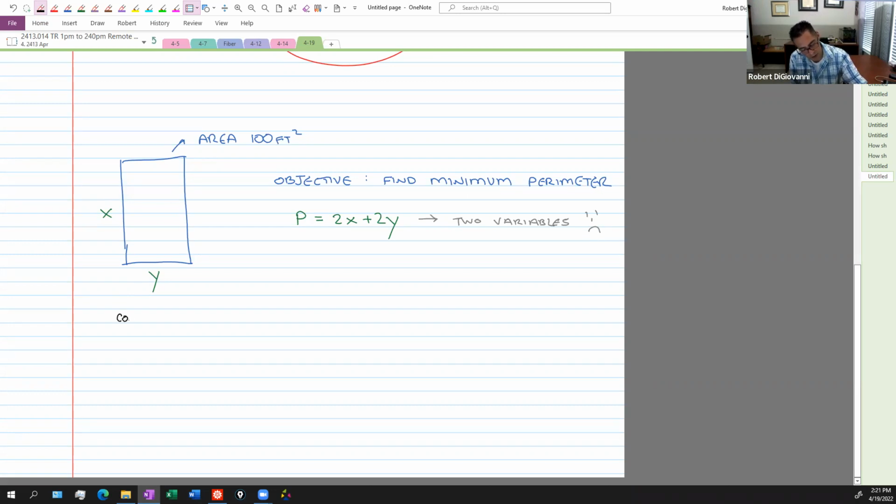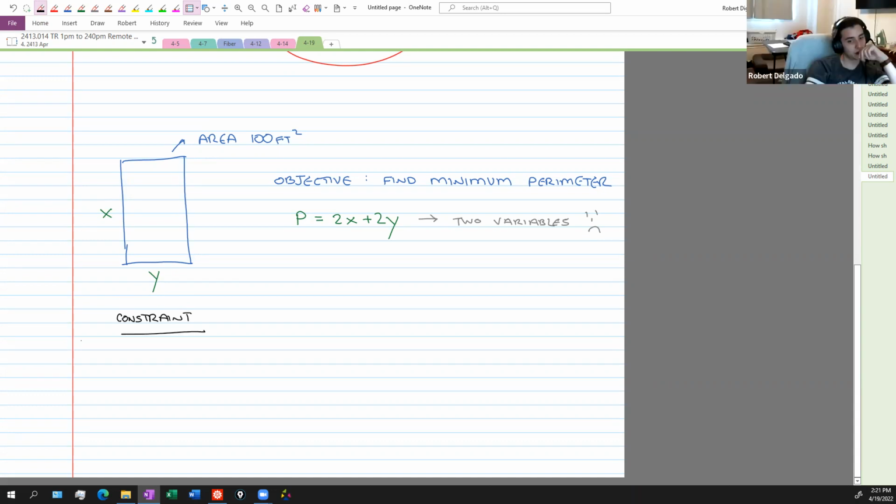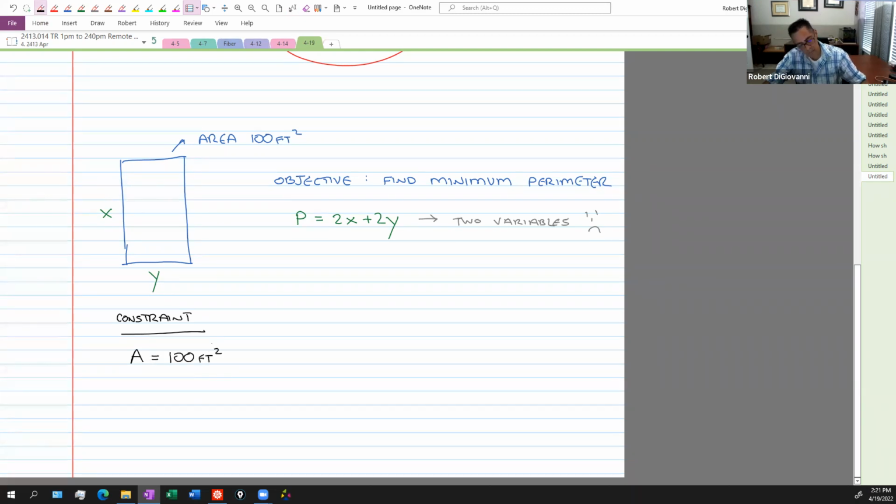So my constraint here is what? The area must be 100 square feet. So the area of this must be 100 square feet, right? But what is the area of this in terms of what I've drawn here? Like as a formula, area would just be what? X times Y, right? So this X times Y must be 100.